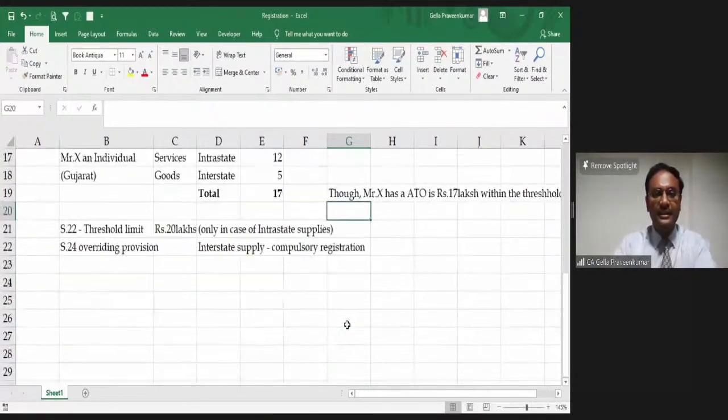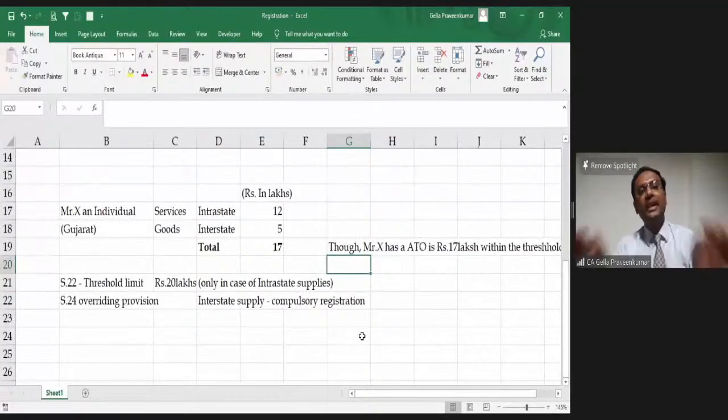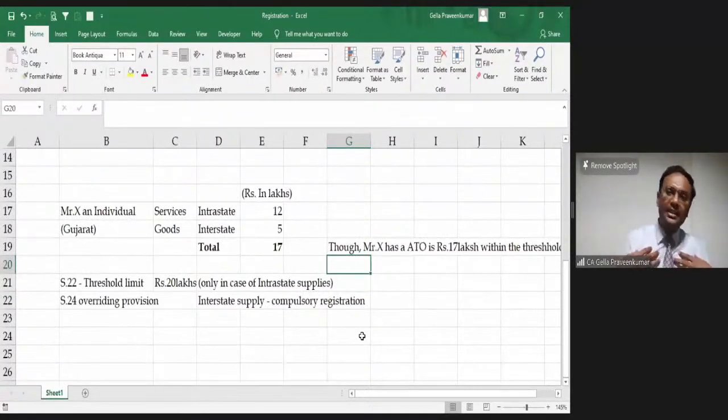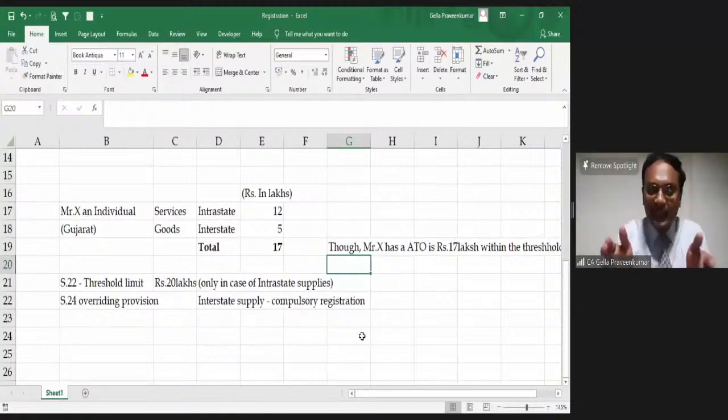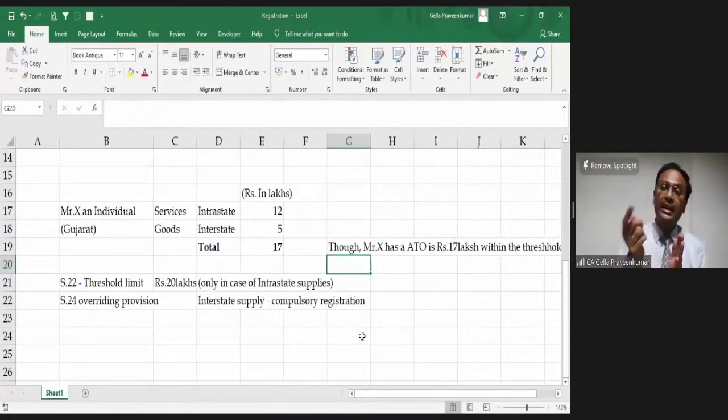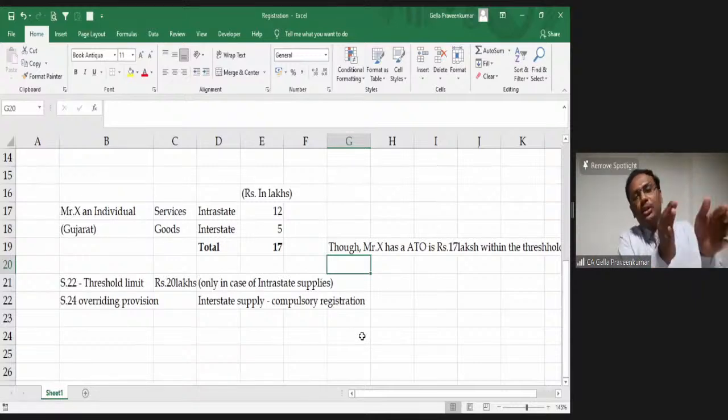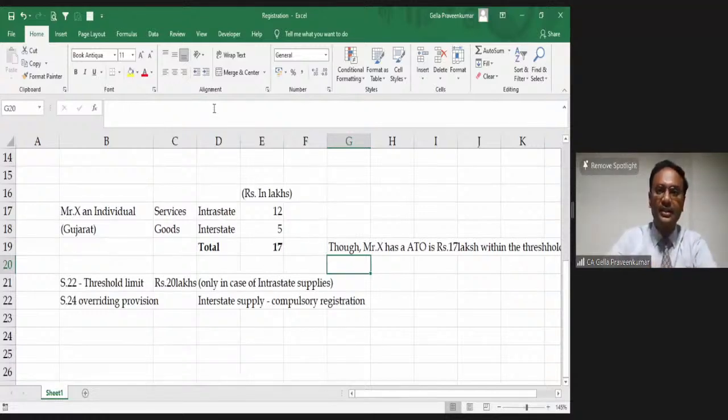So please understand, friends, in this particular example, though my section 22 says you have a threshold limit of 20 lakhs, that threshold limit is set within the state of Gujarat. My section 24 is overriding my section 22. How? Saying that interstate supply. So the moment you have an interstate supply, your threshold limit is set aside and I'll trigger in my compulsory registration. So this is what is relevant for us to understand.